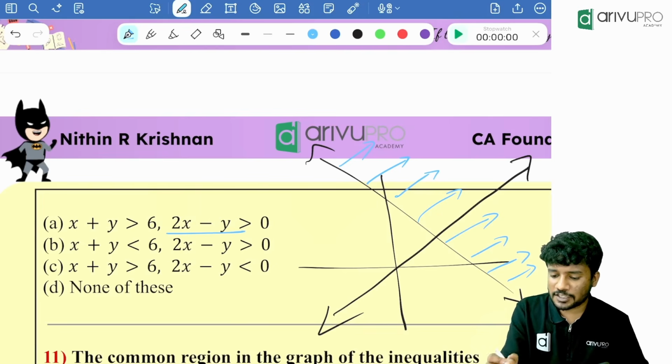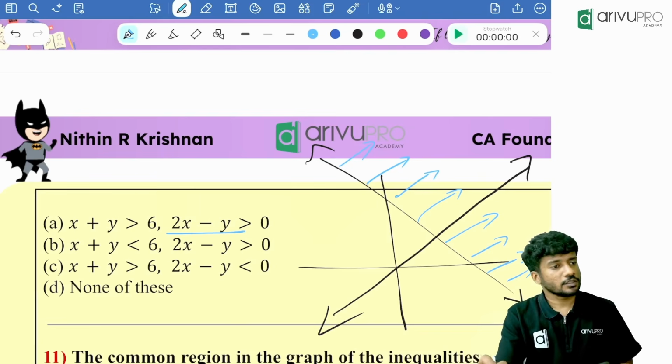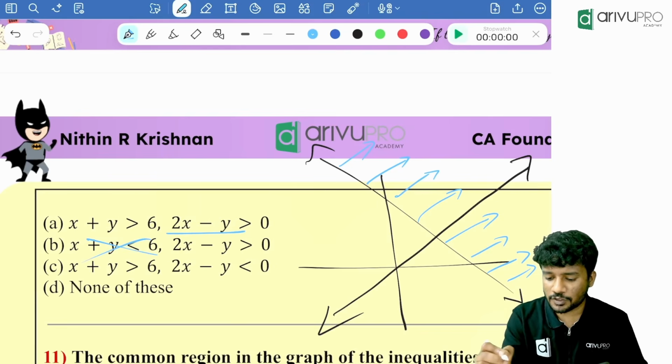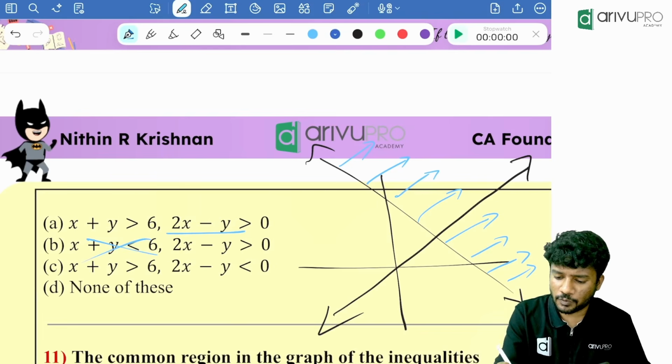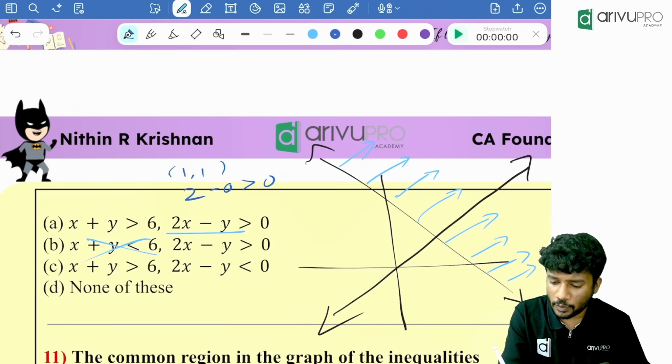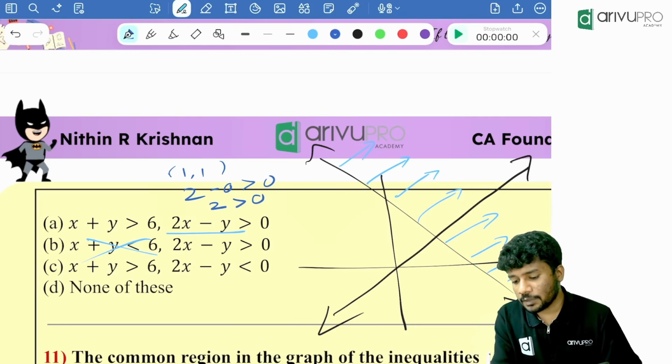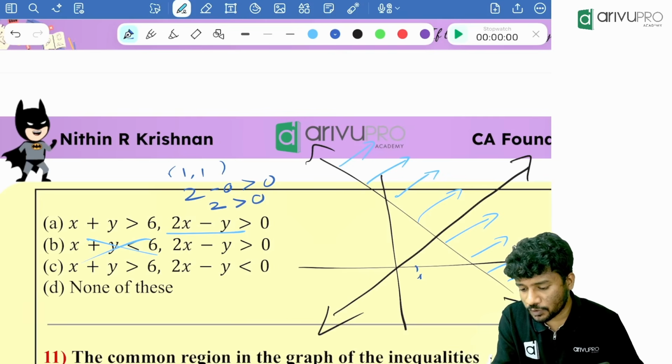Now, for 2x minus y, you will assume what? 2x minus y means you will assume what, people? 1 comma 0. Put 1 comma 0. That means 2 minus 0 greater than 0. That means 2 is greater than 0. That means 1 comma 0 is somewhere over here, right? That means the graph should go towards that 1 comma 0.